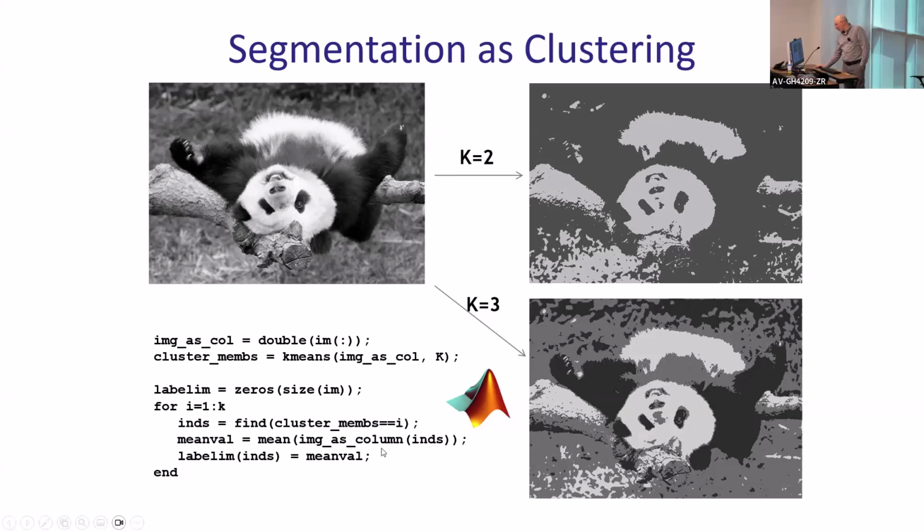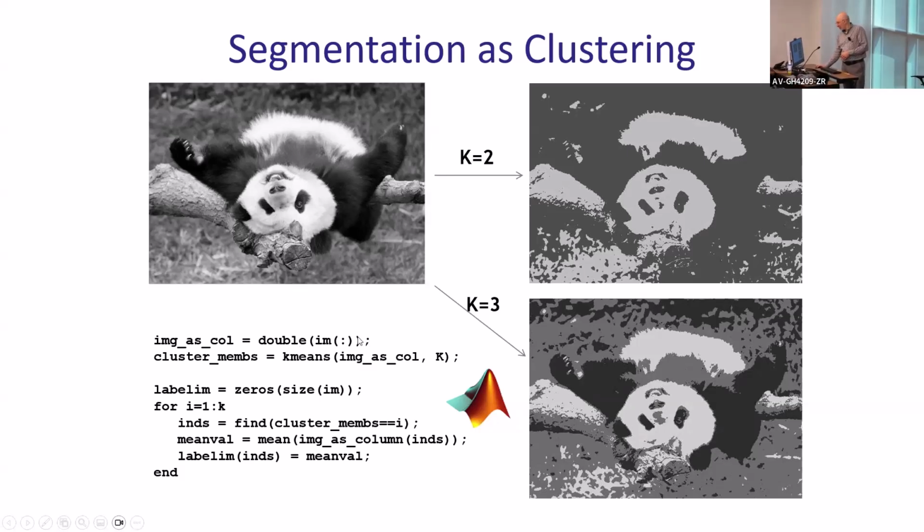So practically all the code you need is just doubling the image to make it computationally possible. But you need to do the computation in several numbers. The second line means that you are computing the k-means of that image as a column.